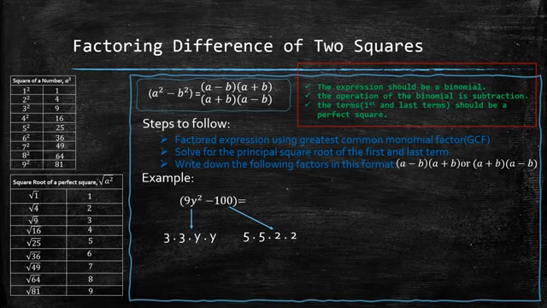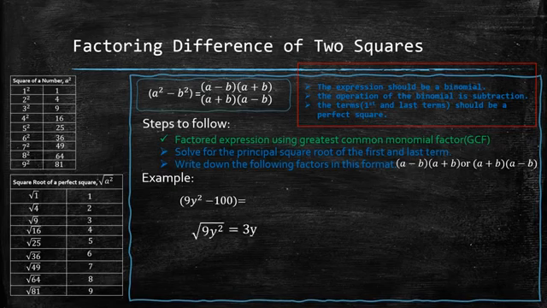Wala. So, kung wala, okay na tali na. Okay? So, since walay common sa ilang duha, proceed to the next step. Solve for the principal square root of the first and last term. I-square root nato each. Square root of 9y squared is equal to 3y, because square root of 9 is 3, square root of y squared is y. Square root of 100 is 10. So, solve na ang second step.